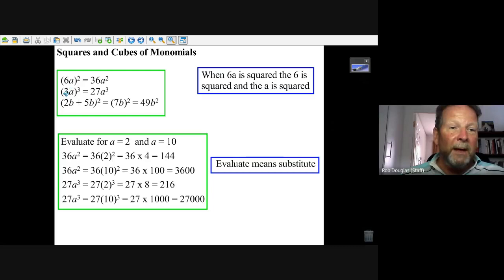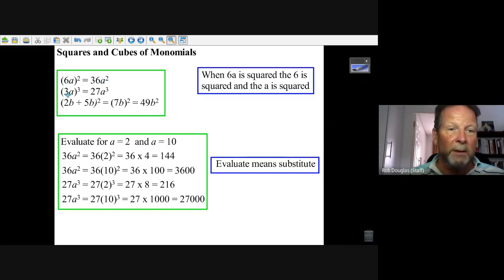When you see something like this, (6a) squared, a lot of people write down, oh, it's just 6a squared because the a is squared. But you've got to remember that this little 2 is actually a law of exponents. It affects both things, the 6 and the a. So the 6 gets squared, 6 times 6 is 36. And the a is squared, so it's a squared. So when you see (6a) squared, it's 36a squared.